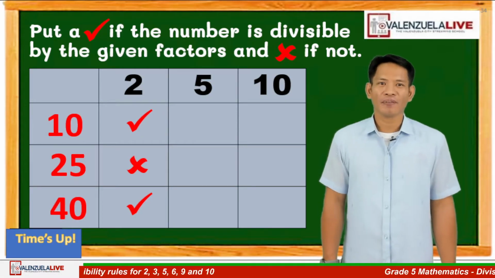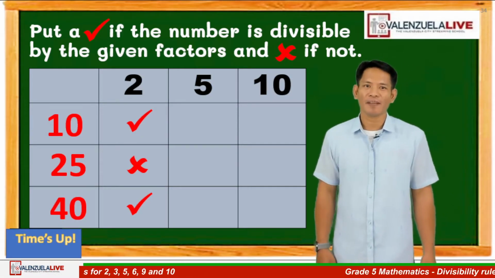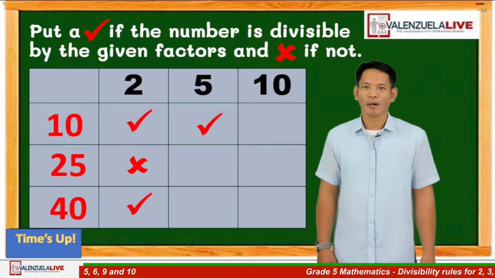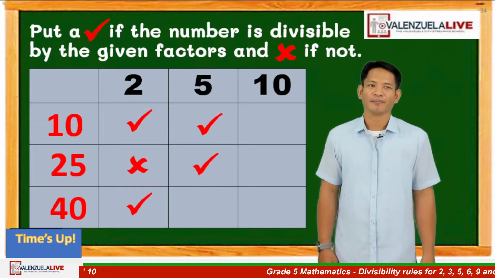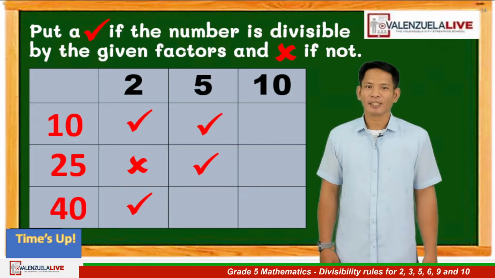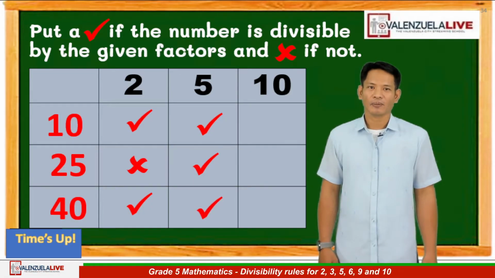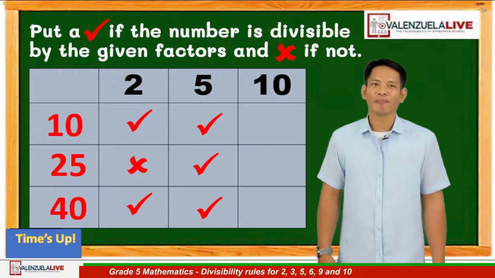How about by 5? Is 10 divisible by 5? Correct. How about 25? Yes, it is also divisible by 5. How about 40? 40 is also divisible by 5.